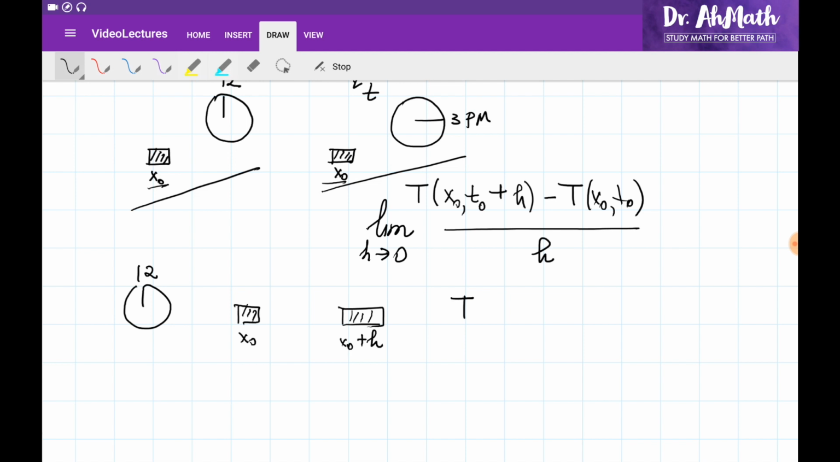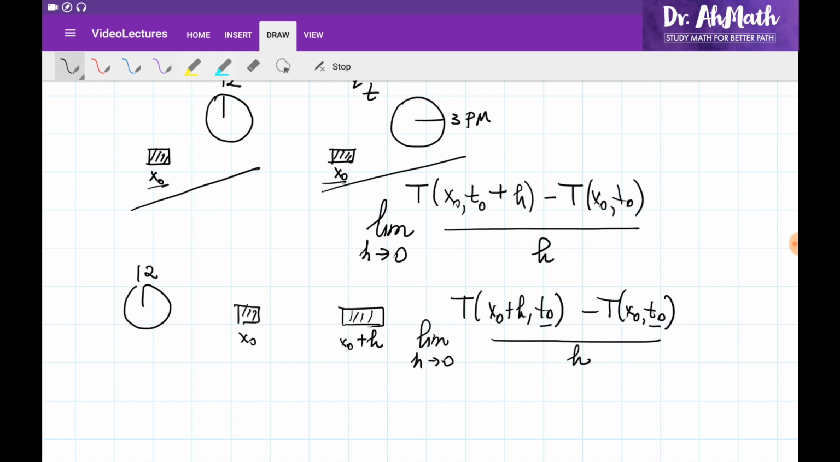So the temperature at x0 plus h and t0 minus the temperature at x0 and t0, I'm measuring the temperature. Please note that I'm measuring the temperature at the same time, right? But in the different positions. Divided by h, it's going to give me the rate of change of the temperature with respect to the position. So when I take the limit, when h goes to 0, this is going to be the instant rate of change of the temperature with respect to the position.